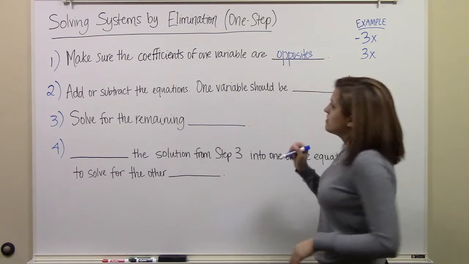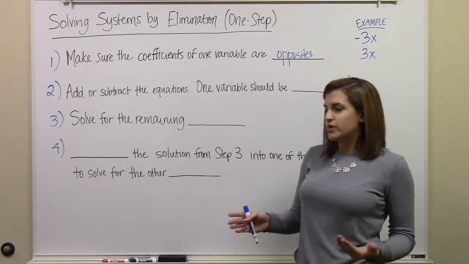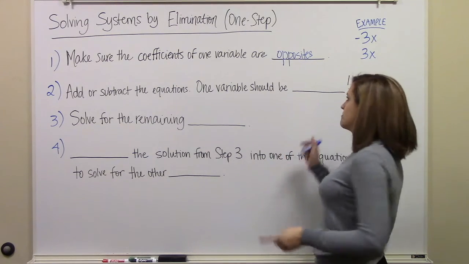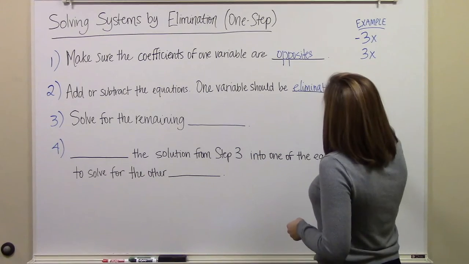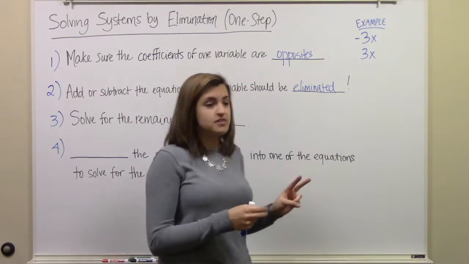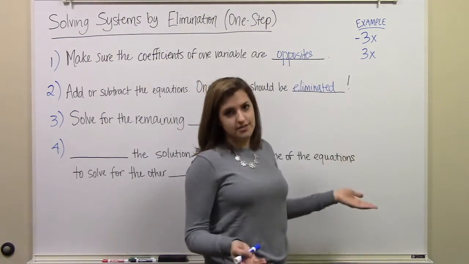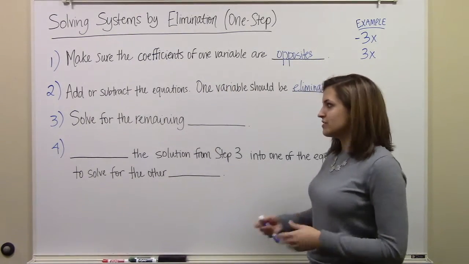And our next step is going to be to add or subtract the equations based on what you're given. One variable after you do this should be eliminated. So this is eliminated. And what I mean by that is that you'll end up adding your two equations in your system. So if you add these two together, you get 0x, which is good because you want x to be eliminated, or y, depending on your case.